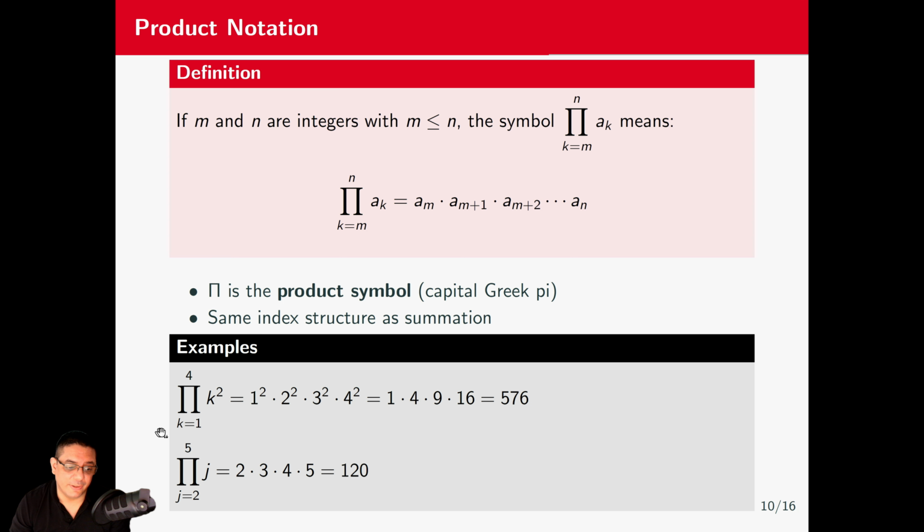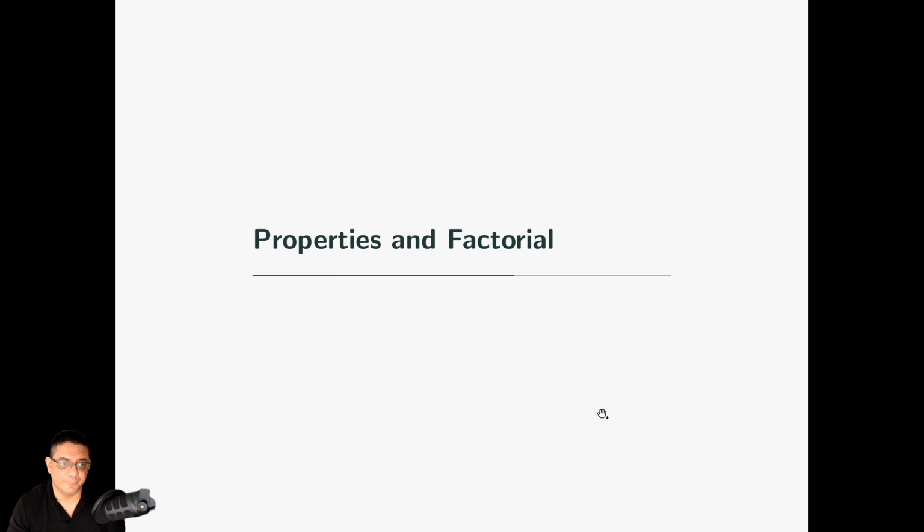Now, some examples of this will be the multiplication of the first 4 squares, or the multiplication of the numbers from 2 to 5. So here in the first 4 squares, we have 1 squared times 2 squared times 3 squared times 4 squared. And here we have 2 times 3 times 4 times 5. So very straightforward. Okay, so now with this, we can define some properties, and we can also define one of the more used sequences, which is going to be the factorial.